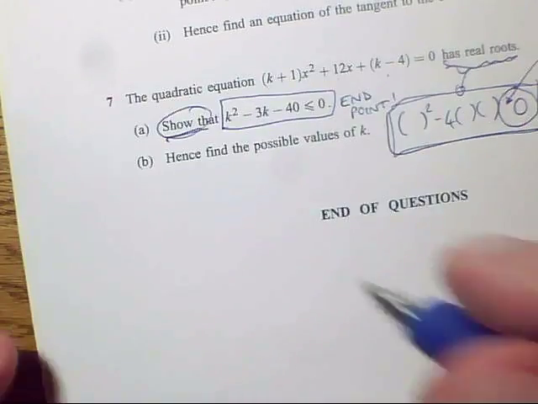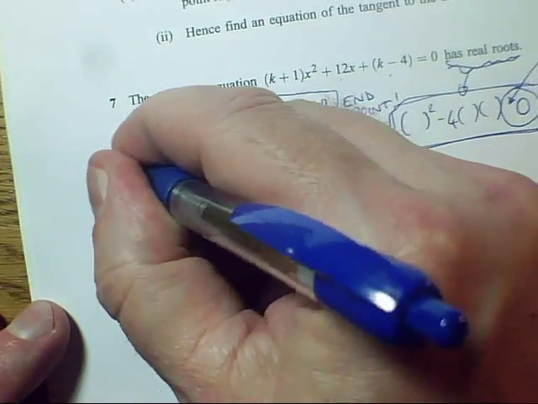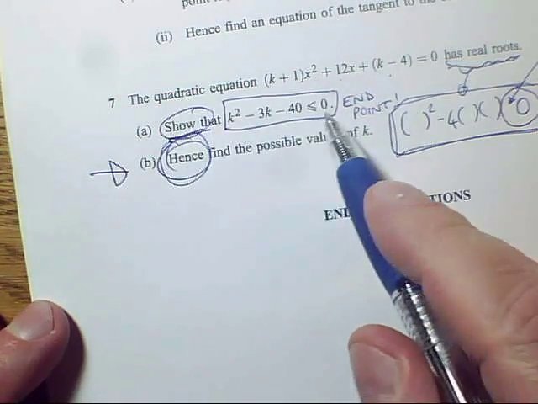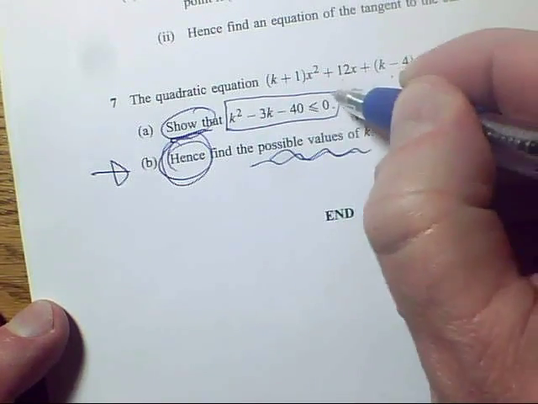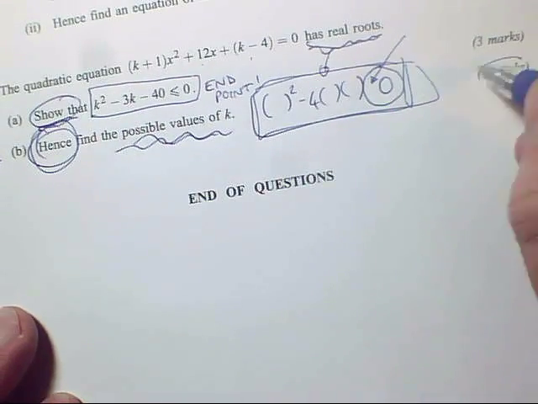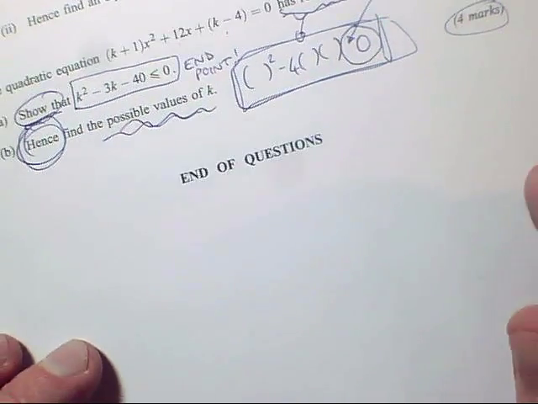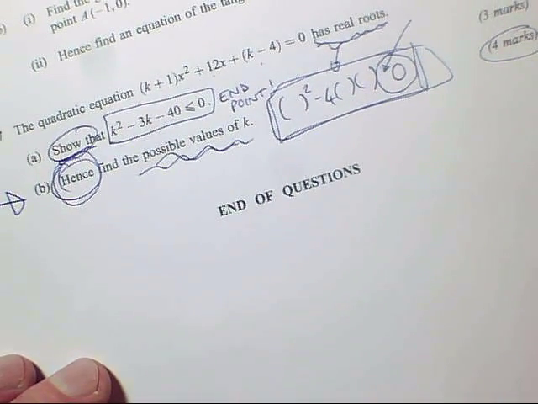Okay, now, hence, that means use the previous part, and it also very often means we've got a re-entry point. So even if you haven't got a clue where this thing came from, we've now got to find the possible values of k. So this is a particular kind of inequality. It's something that quite often is worth about 4 marks. Maybe a bit less these days, but certainly 4 marks used to not be uncommon.